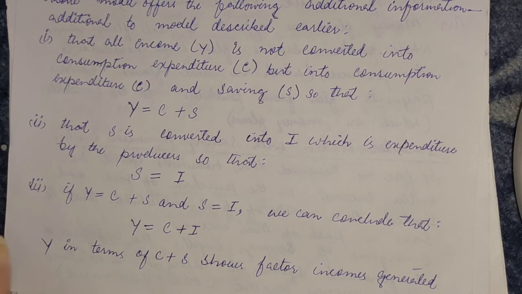This is called triple identity. It corresponds to three phases of the circular flow, and we will discuss about triple identity in our next topic.